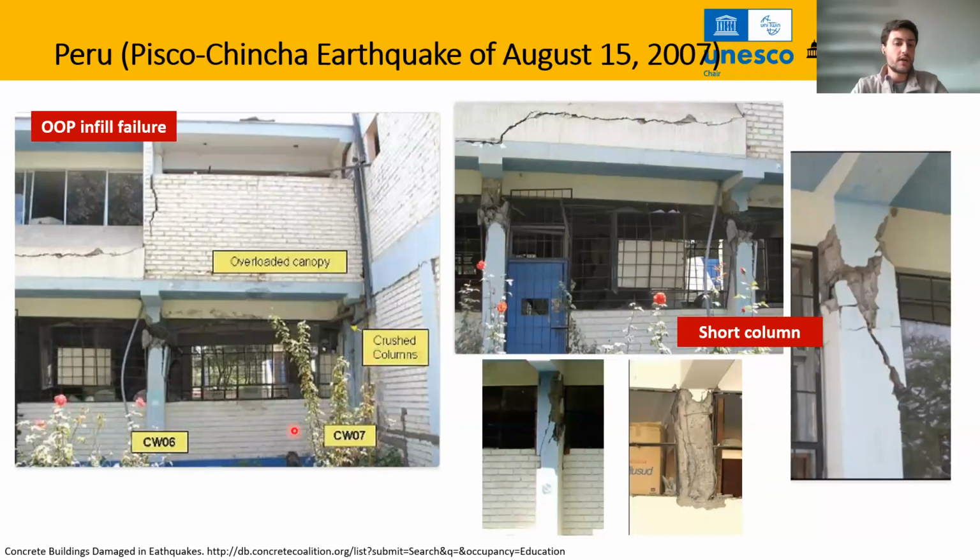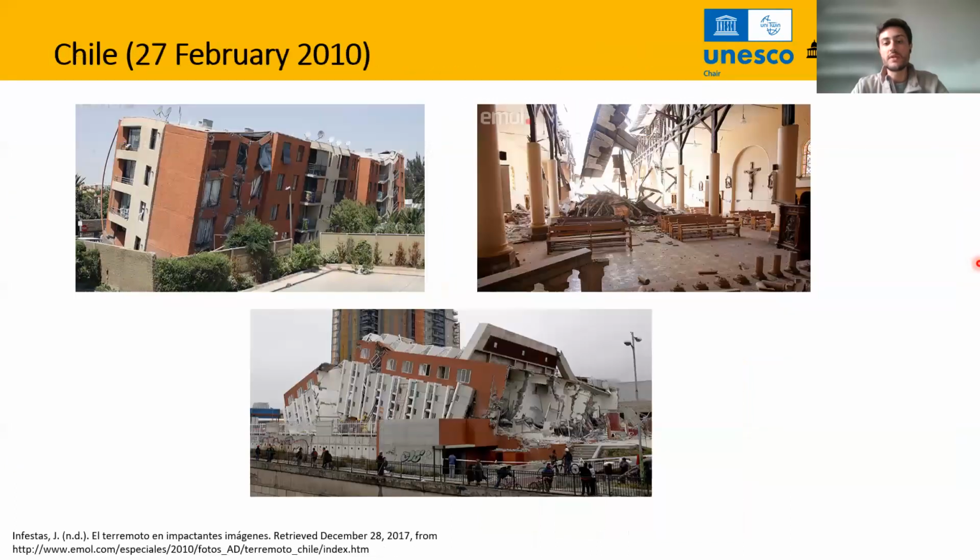So imagine some students or any people that are using this building that try to evacuate over here, and this overloaded canopy is falling out of plane. So it will be a major threat to the human life of the people that are using these buildings. In Chile, we saw a lot of problems with foundations, in which all the buildings end up tilted or even completely collapsed in that sense.